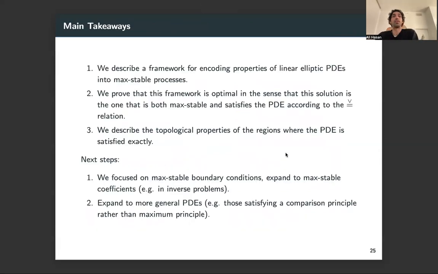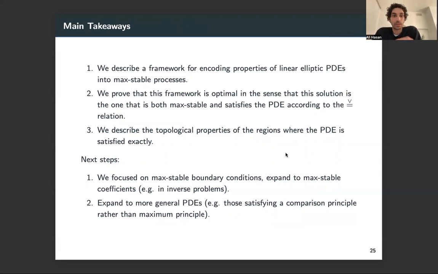So the main takeaways are that we describe a framework for encoding the properties of linear elliptic PDEs into max stable processes. We prove that this framework is optimal in the sense that we request, such that the solution is the one that is both max stable and satisfies the PDE according to our defined weak solution given by this relation. And we describe the topological properties of where the PDE is satisfied exactly.